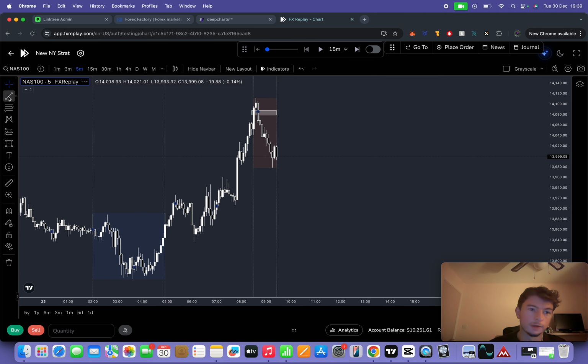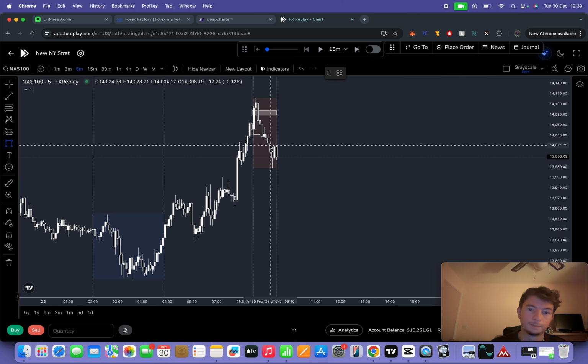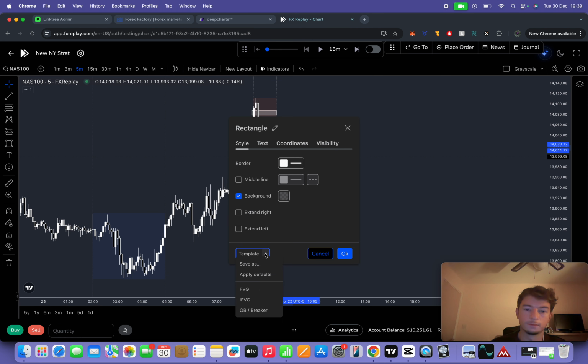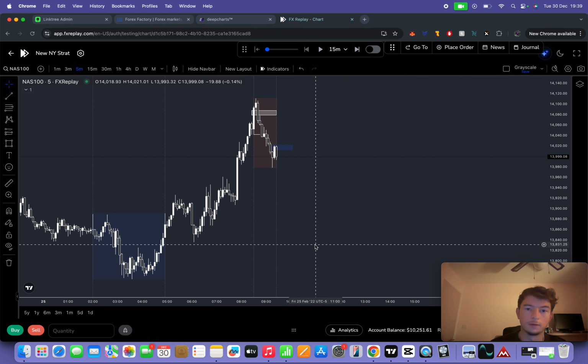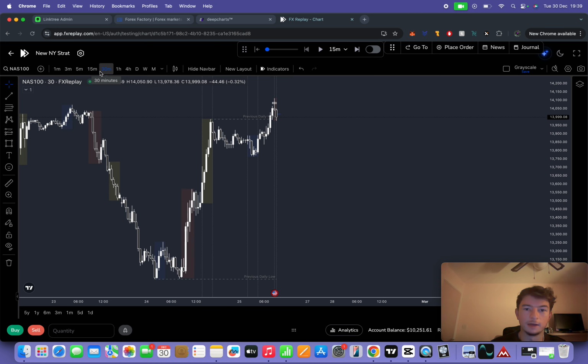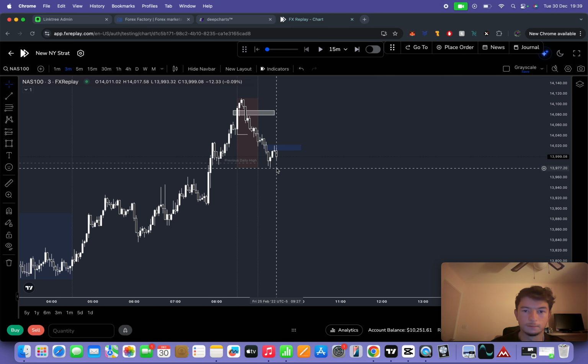We have a breaker structure here. We have a fair value gap here. So this is my normal model. Along with that, we're above the previous daily high. This is what's worrying me here, but that's not, market's not even opened yet.